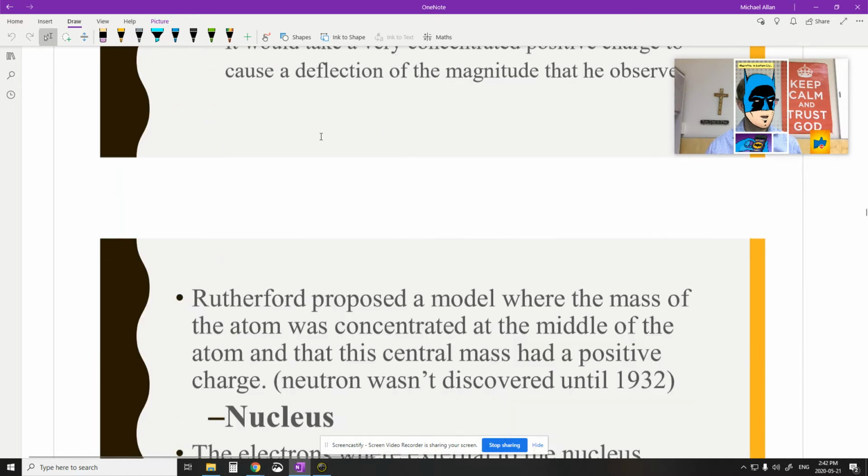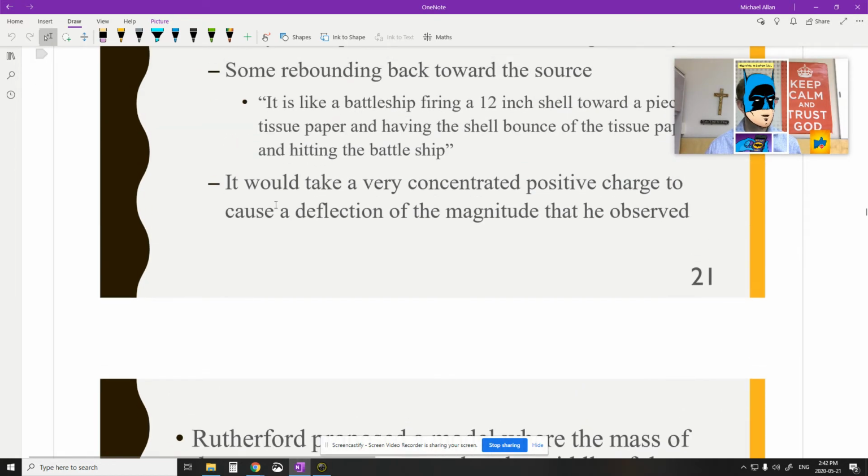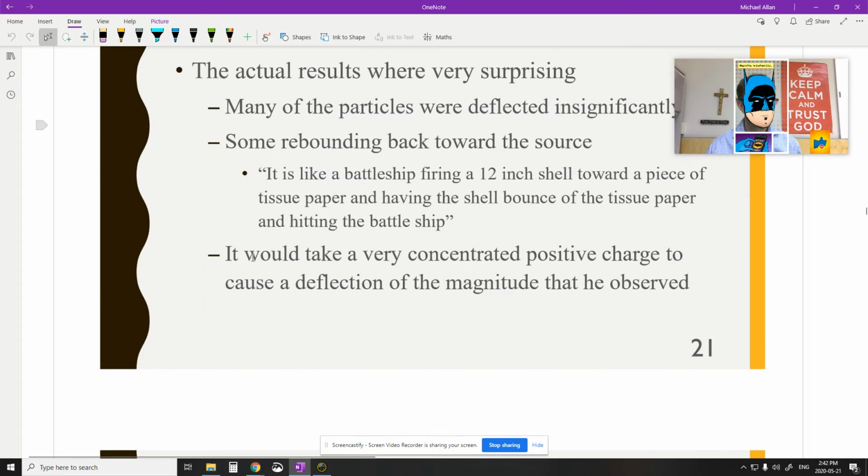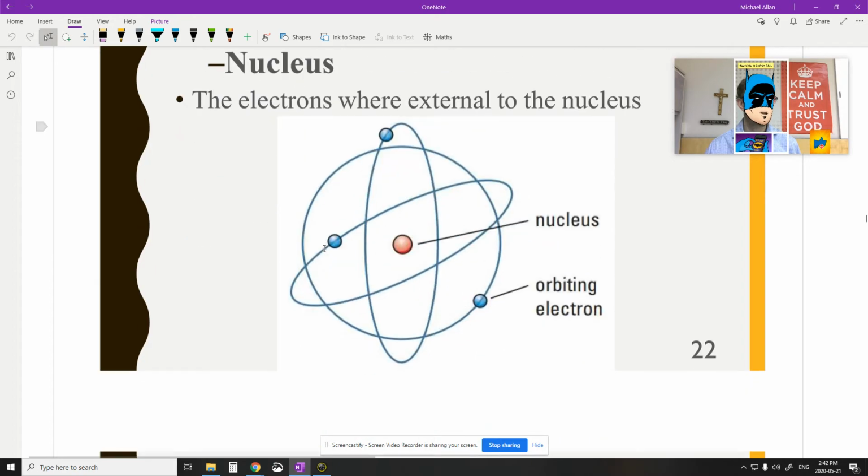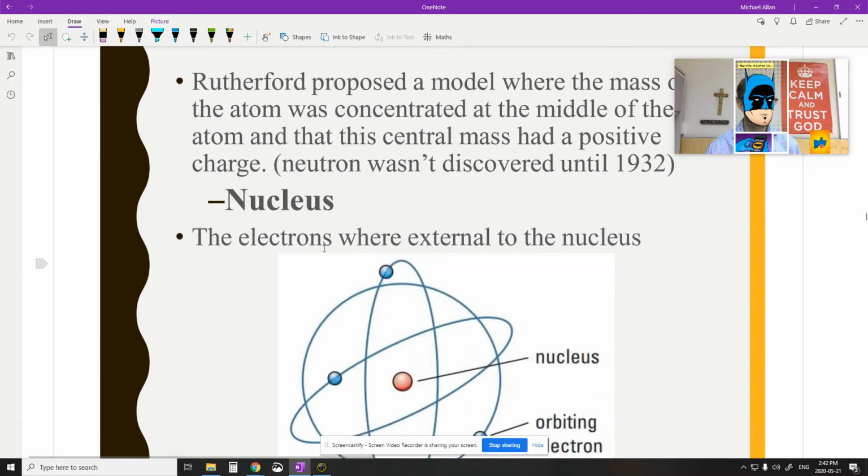And it came down to, he just considered that there had to be a very concentrated positive charge to deflect the alpha particles at the magnitude that he was observing, right? If it was all spread out, then the alpha particles wouldn't deflect as much. So he changed the model to be this model here, this nucleus model.